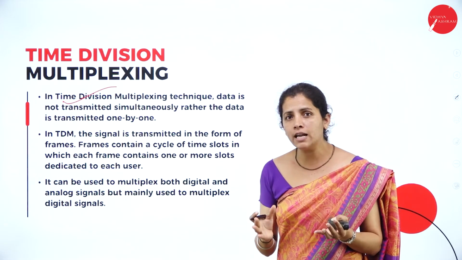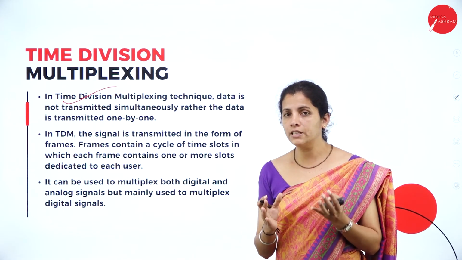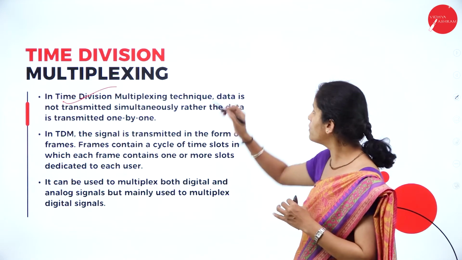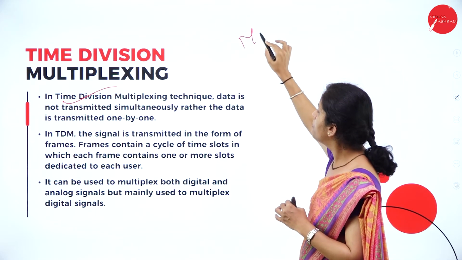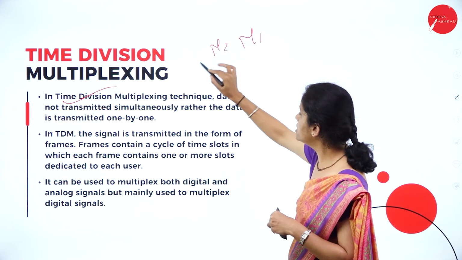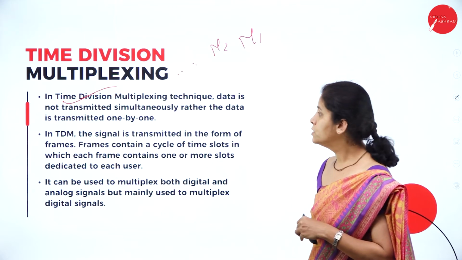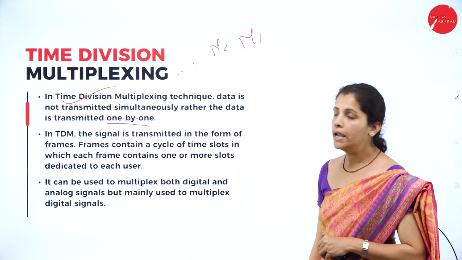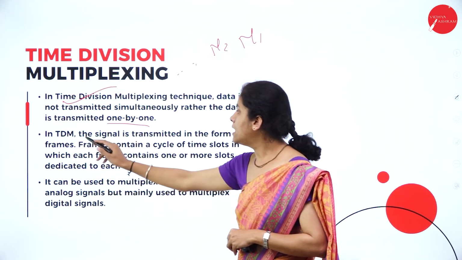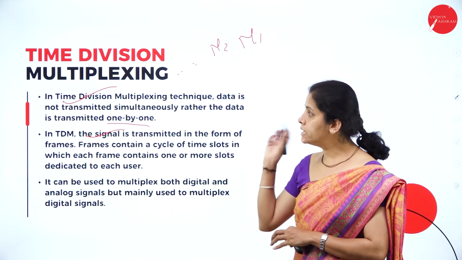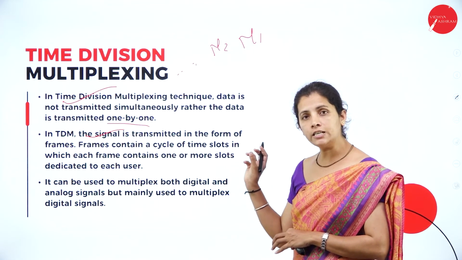And how I'm going to transfer the data? I'm going to transfer the data one after another. So, one by one. So, I'm going to send first message. After that, I'm going to send second message and so on. So, here the data are transmitted one by one. In TDM, the signal is transmitted in the form of frames. So, it is a digital technique.